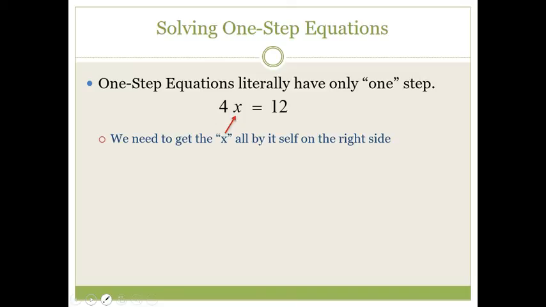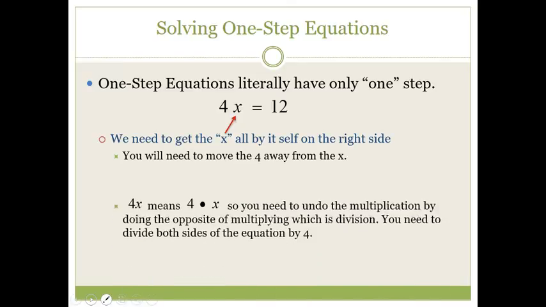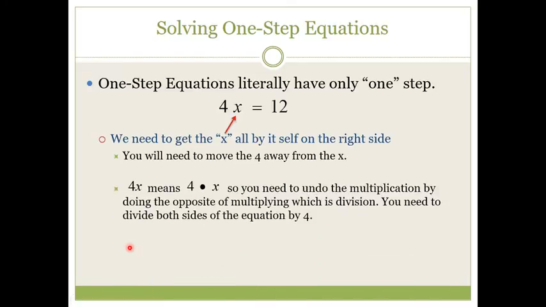So here's the variable that we're trying to isolate, trying to get by itself on the left-hand side of the equation here. So we need to move that 4 away from the x. So how do we do it? Well, as we already discussed, since 4x does mean 4 multiplied by x, we need to undo multiplication by doing the opposite of multiplying, which is division. So we need to divide both sides of this equation by 4.